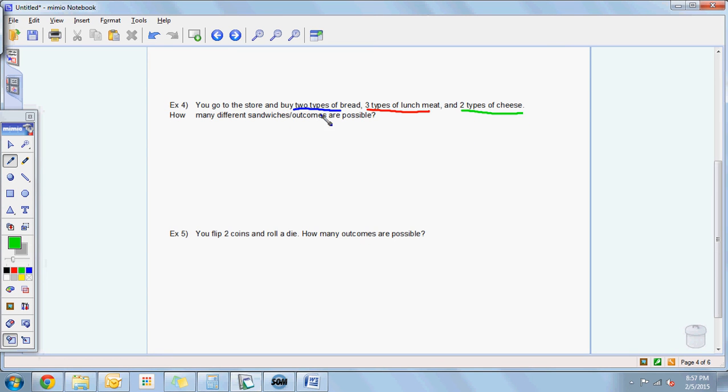So how many choices of bread do we have? We have 2 different choices of bread. So I'm going to write 2 different choices. How many different lunch meats do I have? I have 3 different lunch meats. So times 3. And then I have 2 different types of cheese. Okay, so the number of outcomes from each situation, and we're going to multiply them together. So 2 times 3 is 6. Times 2 is 12 different outcomes, 12 different sandwiches that I can make. Alright, a little easier than the tree.